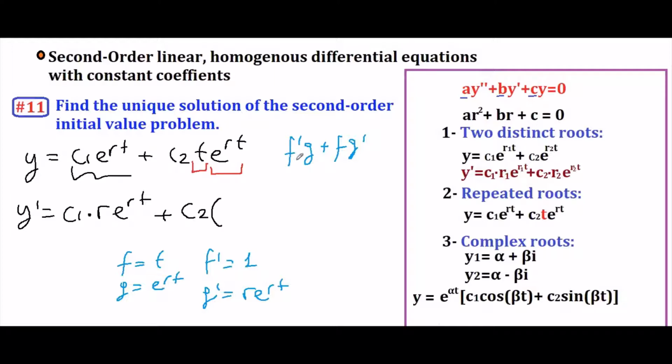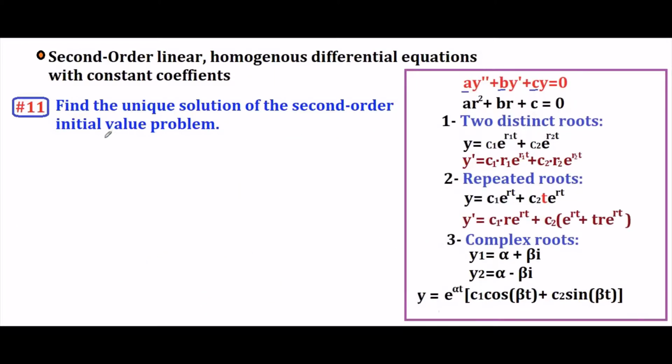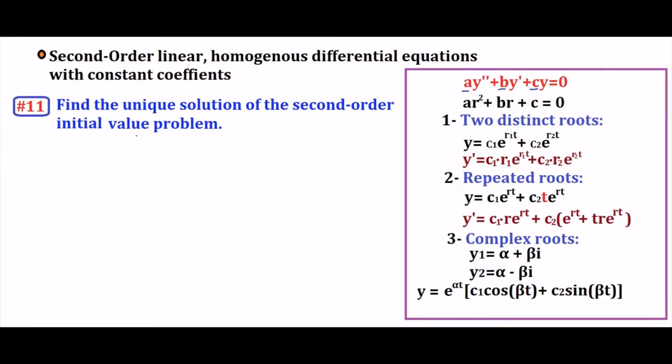Now we can plug this into our product rule. So f prime is 1 times g, which is e to the rt, plus f, which is our t, times g prime, which is r e to the rt. If we rewrite this better and insert it here, finally we're going to take the derivative of the complex roots equation. Let us now derive the derivative of complex roots.